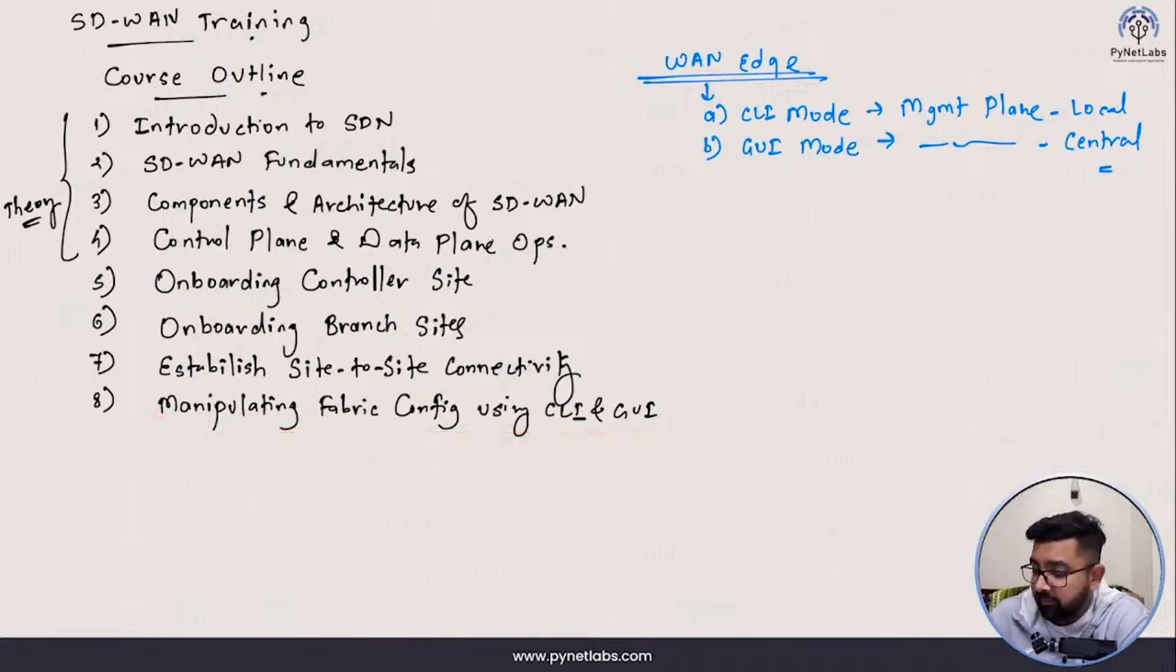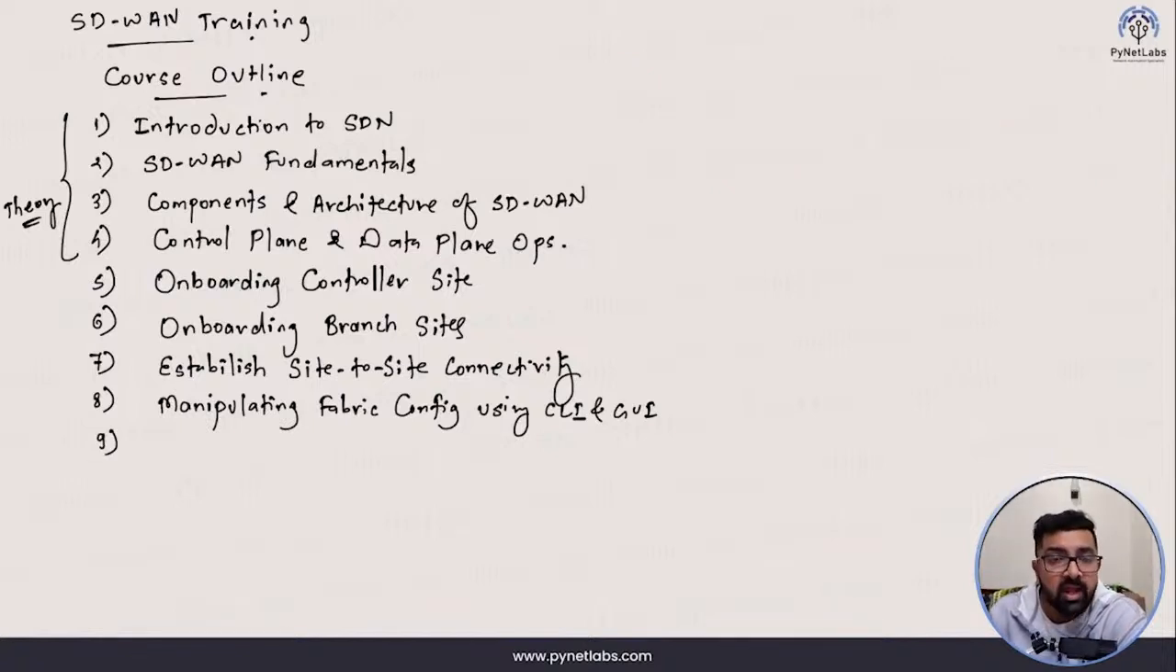And the component or the feature that we use to control all the vEdges from GUI mode is SD-WAN templates. So we will learn how does templates generally work. After that, post that, we will also implement something called direct internet access.